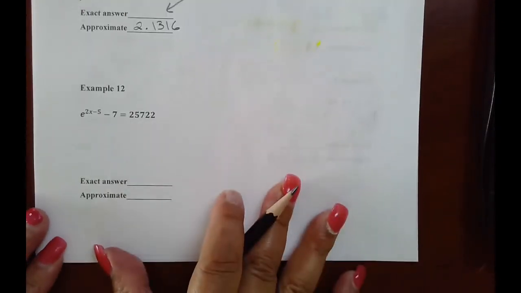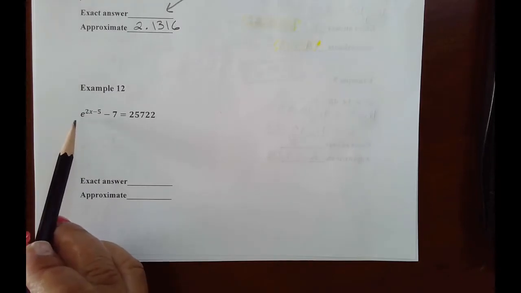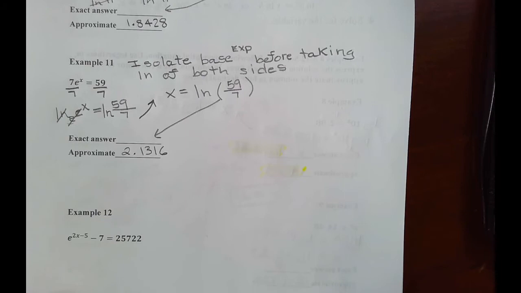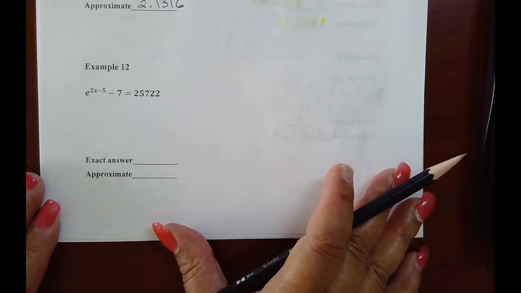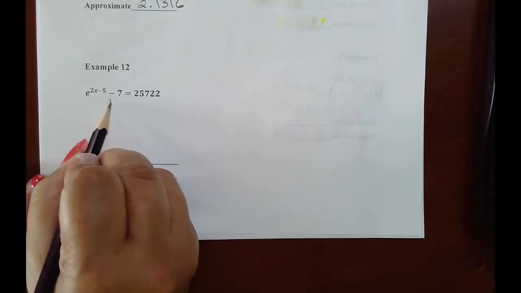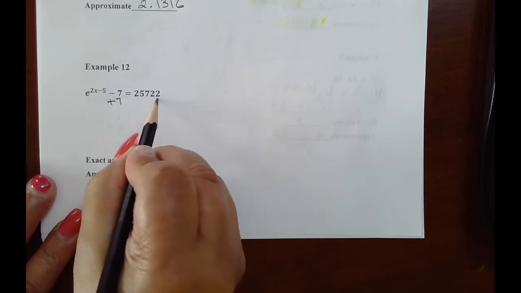Okay, moving to this side. This is another example of where we're going to be taking a natural log because you see that the base is something other than 10. You only take common log when the base is 10. However, as I stated in this problem right here, before you go taking the log of each side, you want to isolate the base and the exponent. You don't want any other terms other than the base and the exponent. Therefore, I'm going to move this 7 by adding 7.